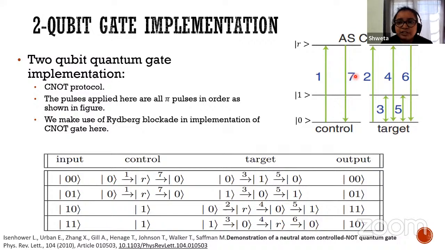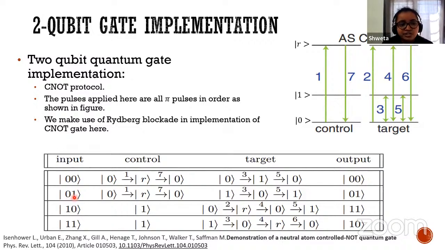And after that, the seventh pulse is applied, which brings back our control atom from the Rydberg level to the 0 state. So our control atom again goes from 0 to R and R to 0. That's how, when the input state is 0, 0, it again transforms to the 0, 0 state.